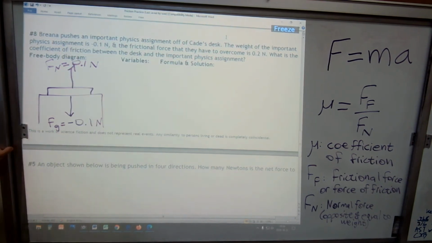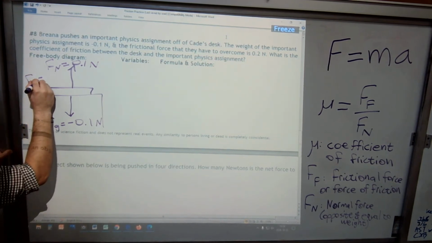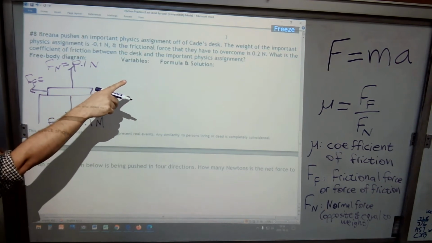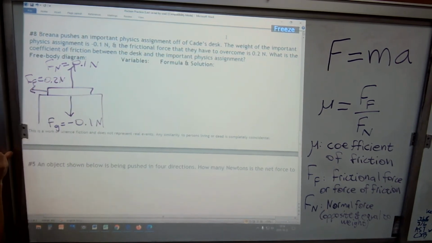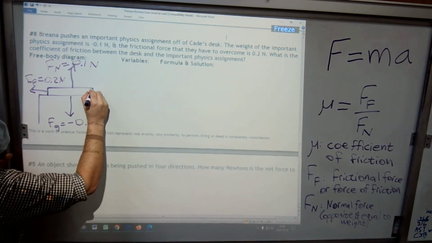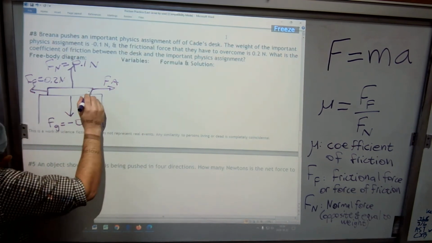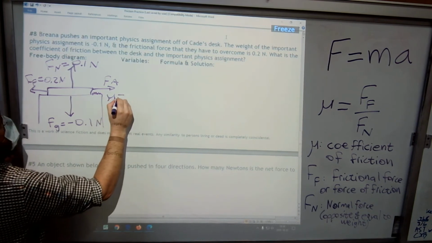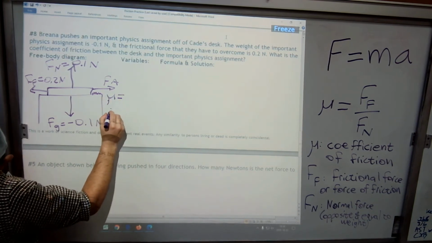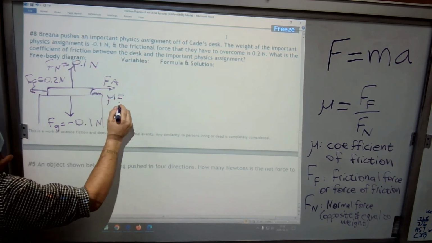Oh dang, it even gives us the frictional force. So frictional force, the frictional force they have to overcome is 0.2 newtons. Alright, what is the coefficient of friction between the desk and the important physics assignment? Alright, so they're pushing this way, that's why the frictional force is that way. And there's a rough surface here, and here's my coefficient of friction on my drawing. Oh, it's asking for, what is the coefficient of friction?